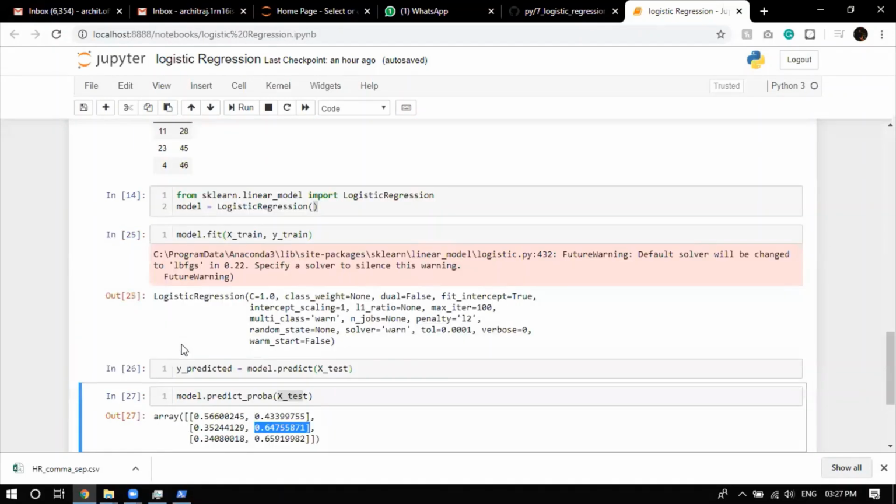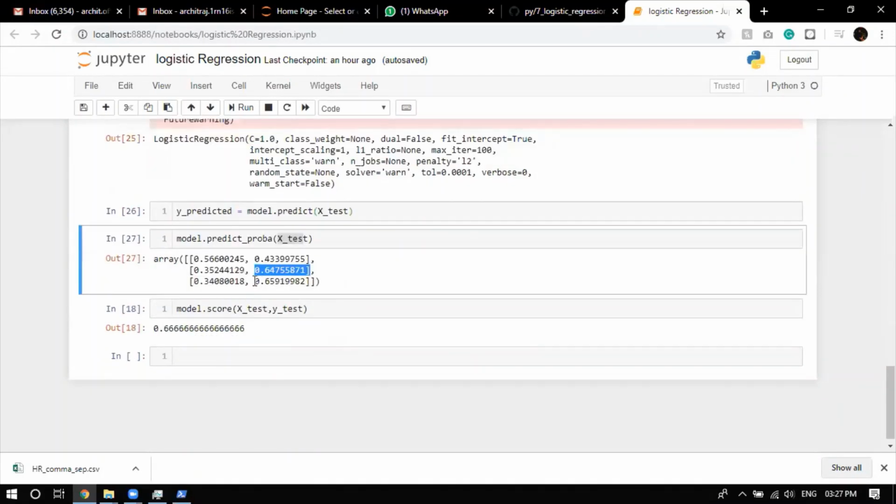What is the third one? 46. Again, if the guy is 46, there's a 65% chance of him taking the insurance. Now this is what we predicted from our model.